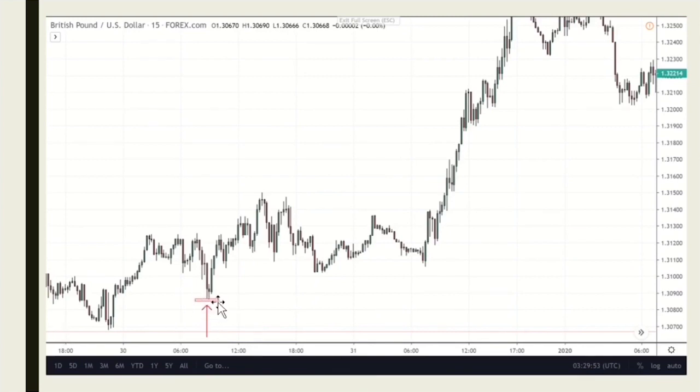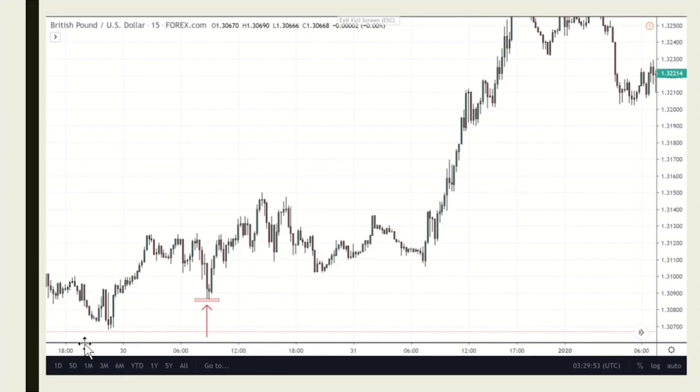And here you have your tweezer bottoms identified by this zone here. Down, down, same level they've been rejected at, and price just moves up from there and up from there, and doesn't actually come back to that same level again.